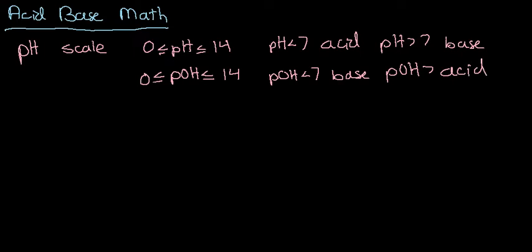pH and pOH are almost synonymous. As far as their math goes, they're definitely different in what they're calculating. But there's a mathematical equation that relates the two, and that equation is that your pH plus your pOH equals 14, and that should kind of make sense. Let's say you have something that has a pH of 3. Well, if it has a pH of 3, then its pOH would end up being 11.